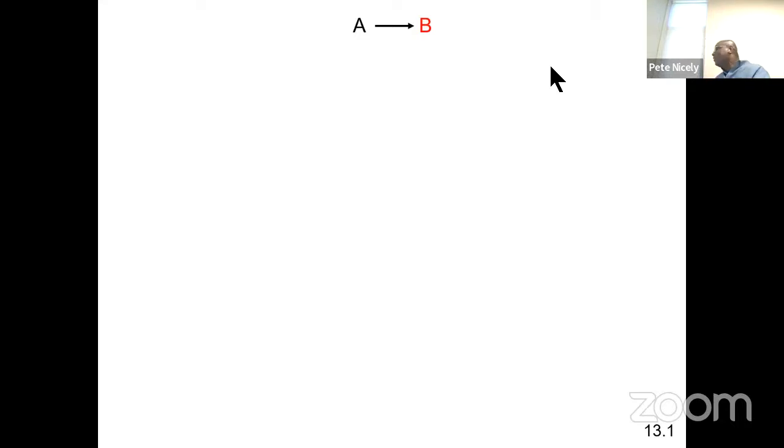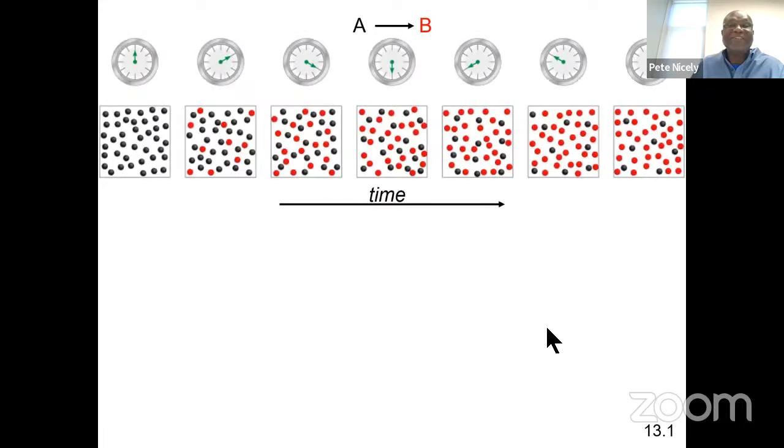So we're going to look at this hypothetical reaction in a bit more detail in order to further our understanding of reaction rates. Let's say we have A going to B, as we said before, and we have some boxes here to represent what's happening in the reaction vessel. The black spheres represent A, and the red spheres represent B.